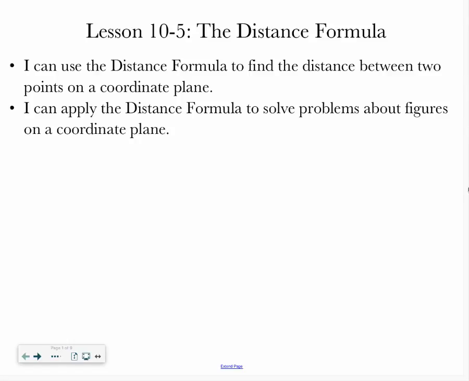Hello class, welcome to lesson 10.5, which is all about the distance formula. By the end of this lesson, you should be able to use the distance formula to find the distance between 2 points on a coordinate plane, and you should be able to apply the distance formula to solve problems about figures on the coordinate plane.